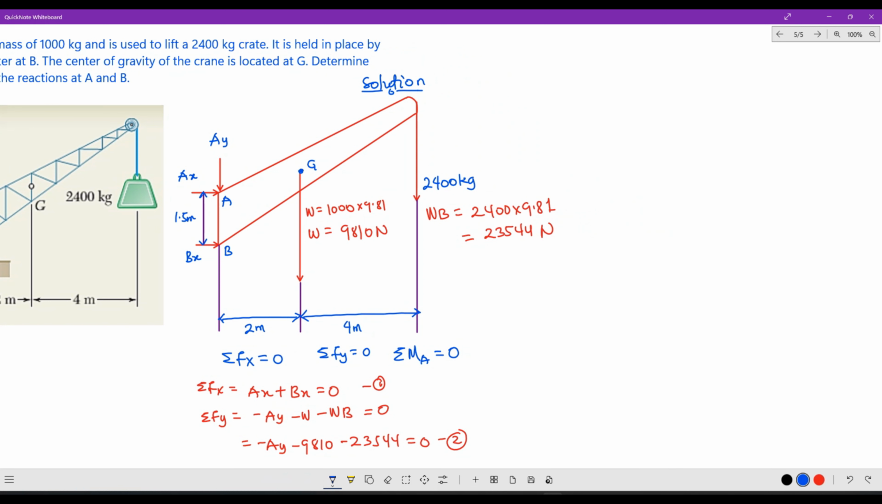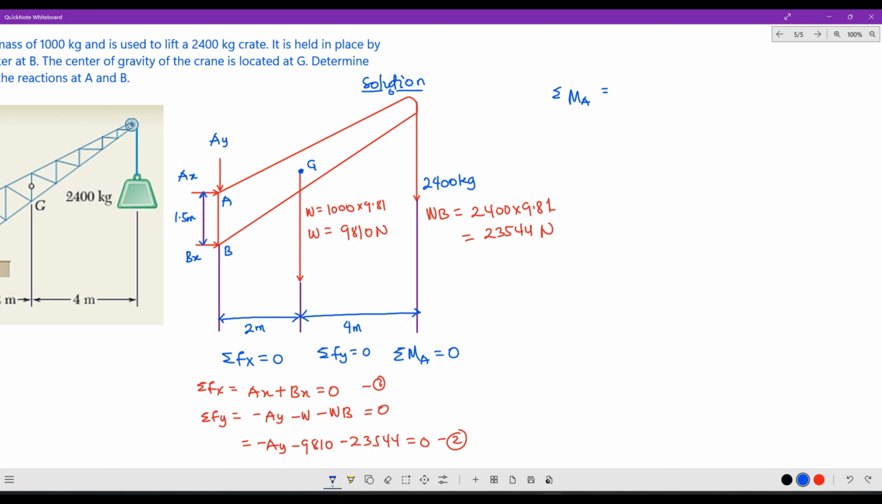Okay, so for the moment about point A, you know that AX and AY are acting directly on point A, so their moment will be 0. So let's look at BX.